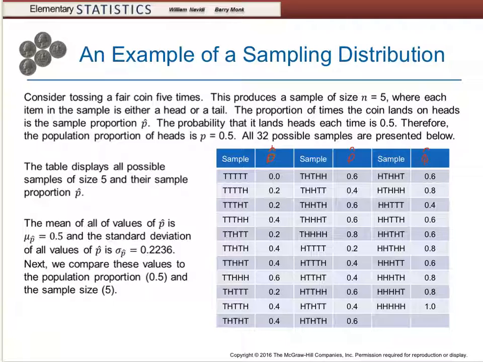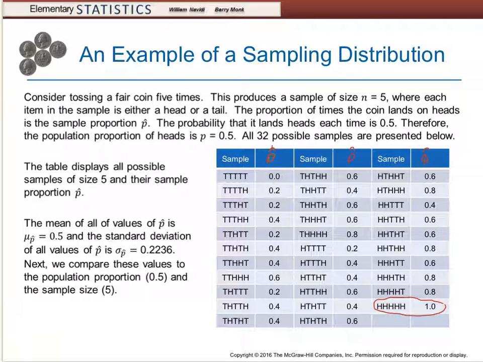The proportion of heads in this one is also 0.2, since heads has only shown up once. When heads shows up twice in a sample, it'll be 0.4. When heads shows up 3 times, it'll be 0.6. When heads shows up 4 times, it'll be 0.8. And when heads shows up all the times, it'll be 1.0.